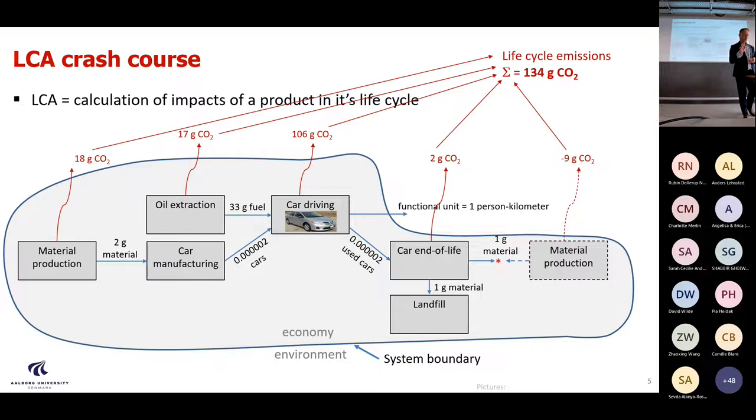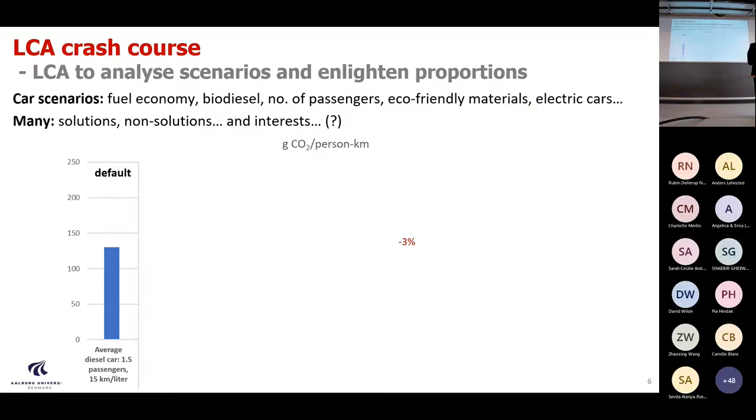So what do we then use that for? Of course, we cannot have such a nice tool without a purpose. What we can use it for is to analyze various scenarios and we can enlighten proportions. So imagine we have this car, if that was our only problem, then we could investigate, okay, can we do something about the fuel economy with the cars? Can we do something about biofuels? Can we do something about the number of passengers? Or we could make the car out of eco-friendly materials. We could use electric cars. So as you see here, there are many solutions. Some of them may be non-solutions. And at the same time, there will also be huge interests at stake.